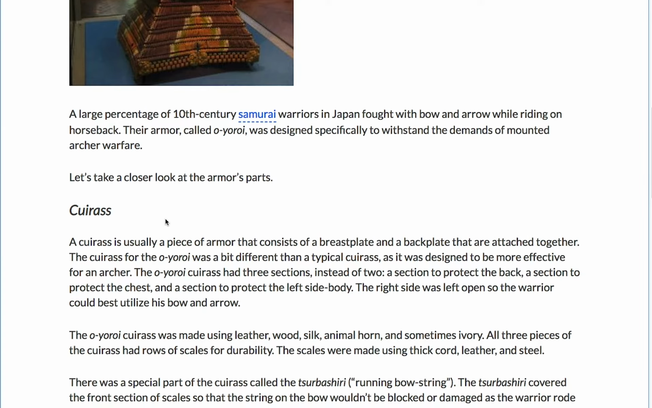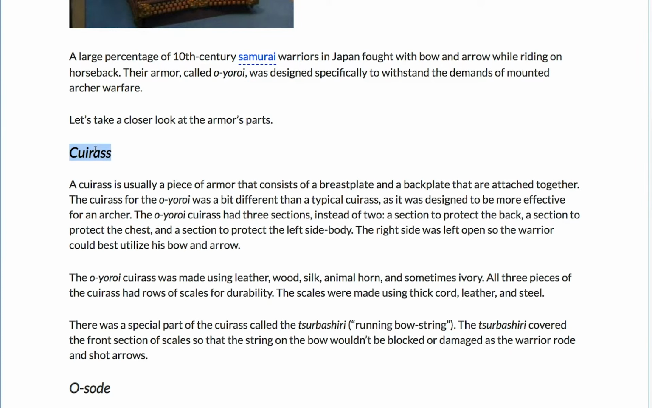So this paragraph is describing what a cuirass is and how it functions as armor, but then it goes into detailing how an o-yoroi cuirass is different because it's for someone holding a bow, right? It has 3 sections instead of 2. The right side was left open, so the warrior could best utilize his bow and arrow. This information down to the sentence level all serves the same purpose. It serves to answer the question, how was o-yoroi armor specifically designed to meet the needs of a mounted archer?